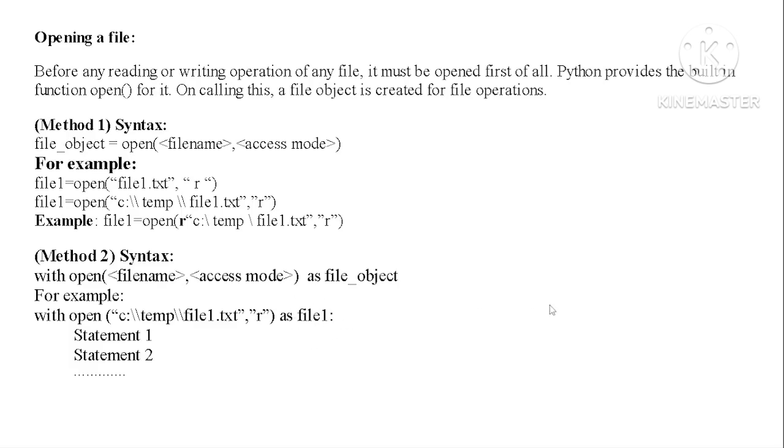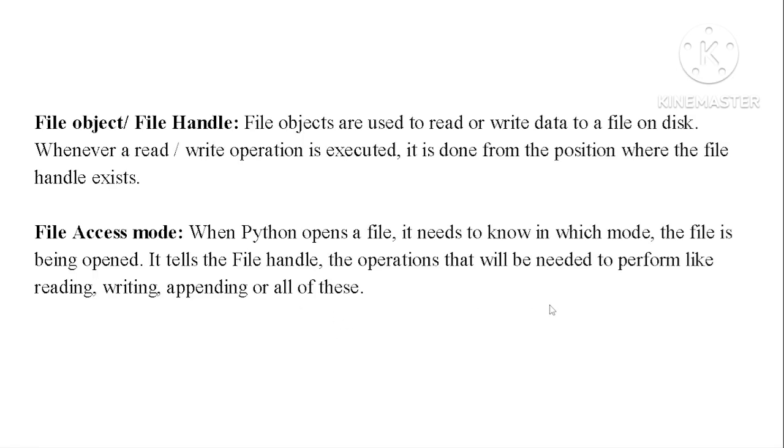This is the file object. Now when I say file object or file handle, both mean the same. What do you mean by a file object or a handle? The file object is used to read or write data to a file. It is like a cursor. When you open a text file, when you open Notepad, you can see the cursor blinking. What does the cursor do? When you start typing, the cursor moves.